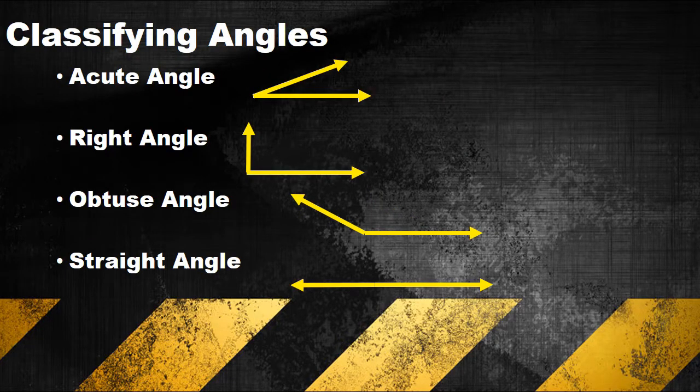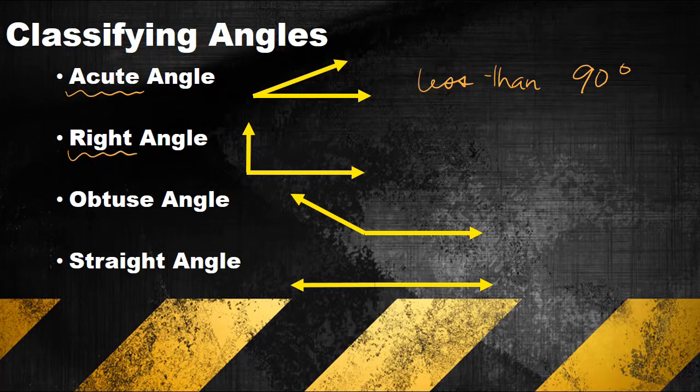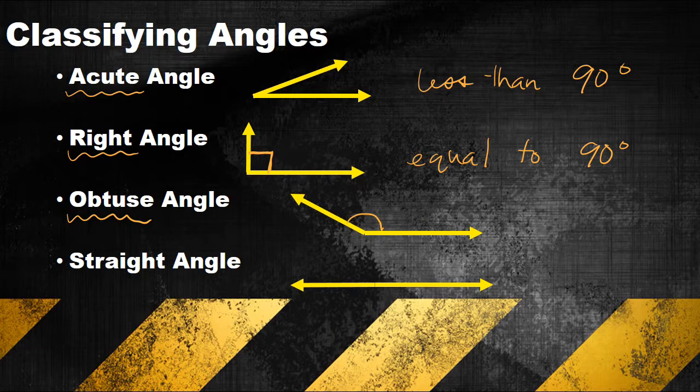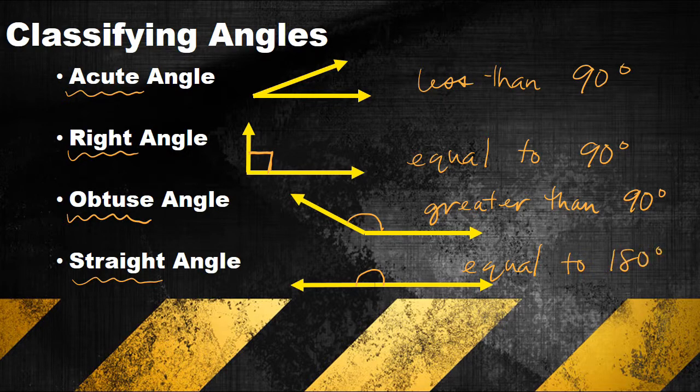Then we can talk about 4 different types of angles here. So our first angle is acute angles. These angles are less than 90 degrees. Our second angle are right angles. So you can see the way they write this, there's a little box here. These angles are equal to 90 degrees. And then we have obtuse angles. These angles right here are greater than 90 degrees. And then we have straight angles. So this angle right here is equal to 180 degrees.